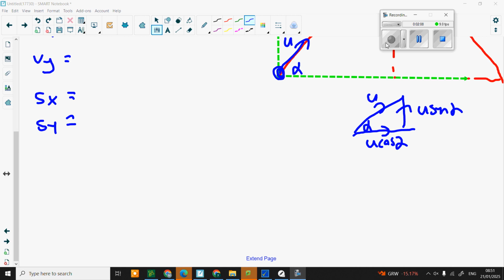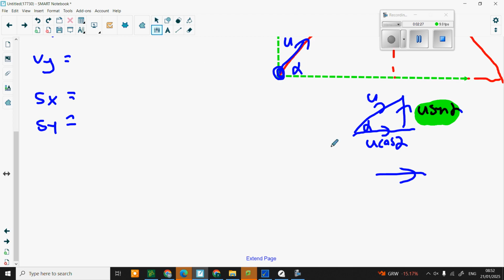Okay, we'll do a quick pause. The deal is, gravity doesn't affect u cos alpha. Why does gravity not affect u cos alpha? Yeah, it's horizontal. And gravity only affects which one? Yeah, it affects that. Okay?